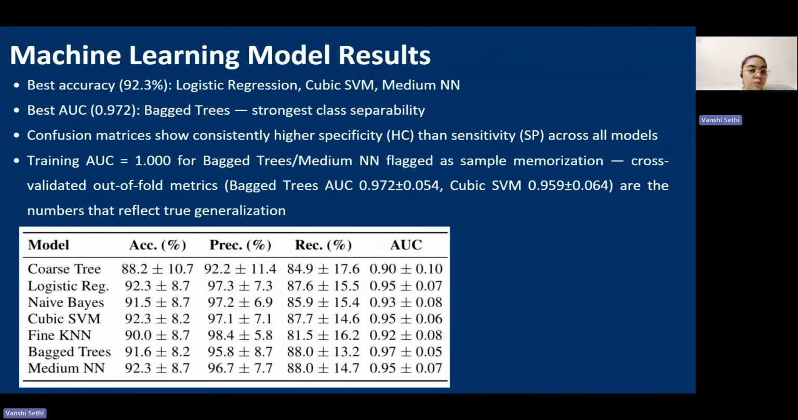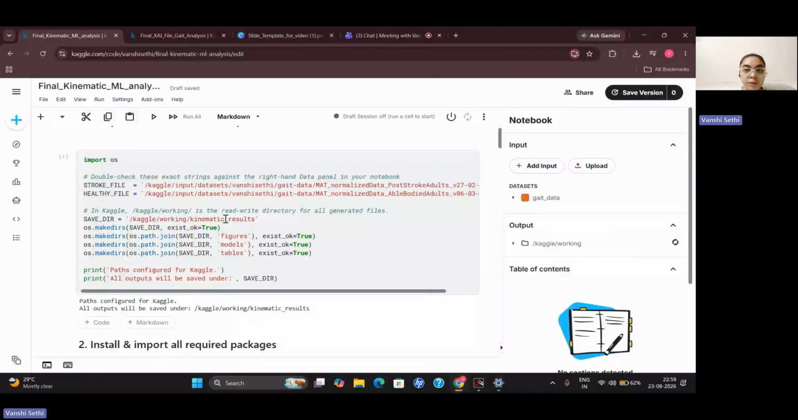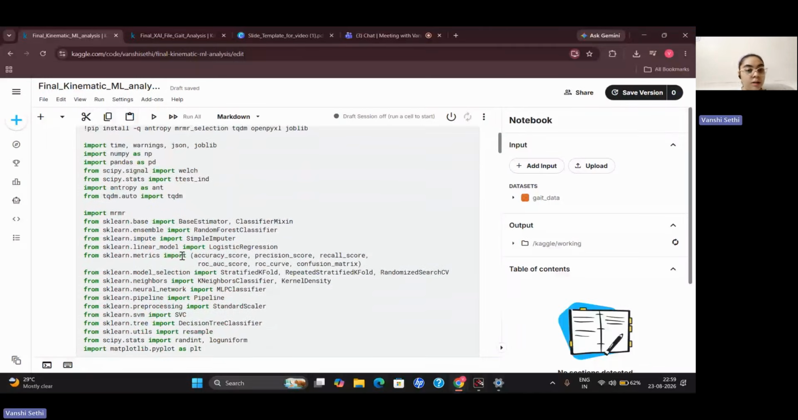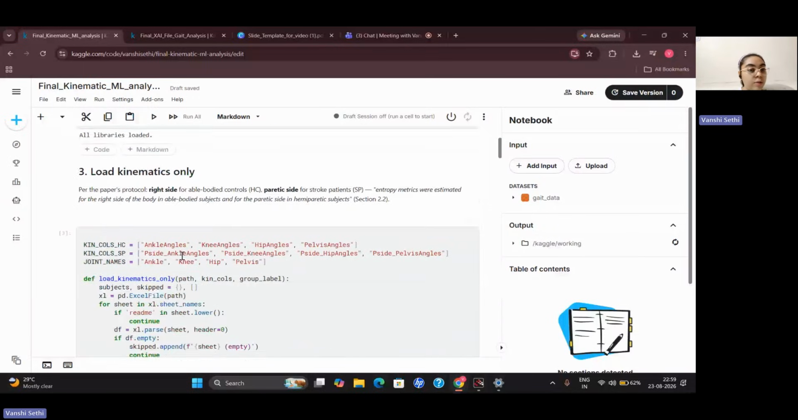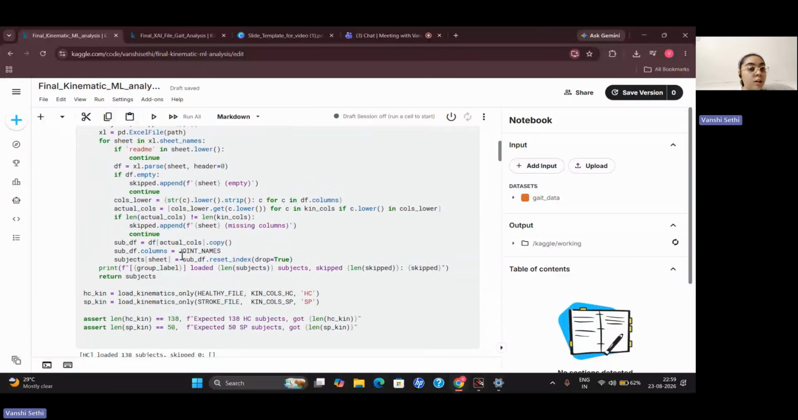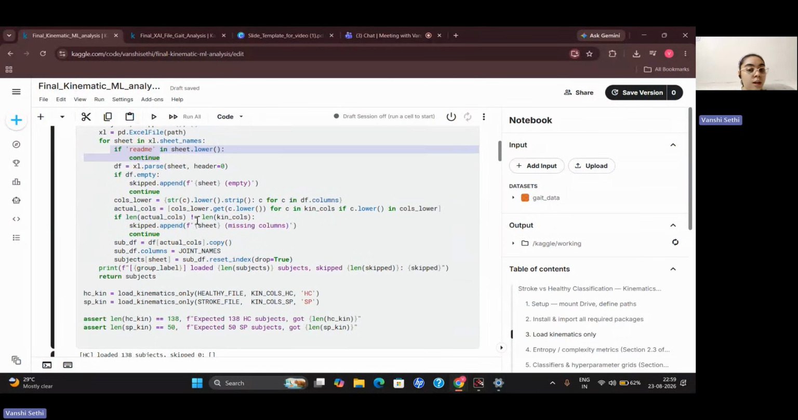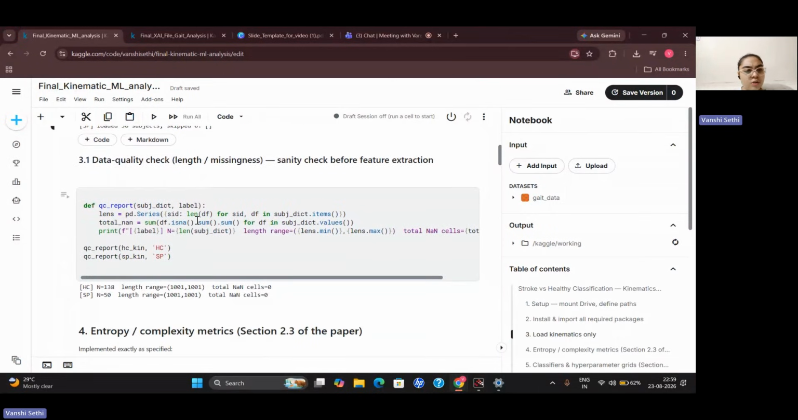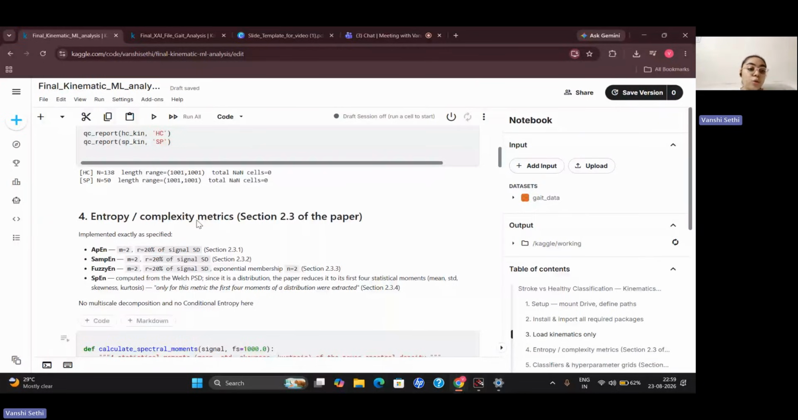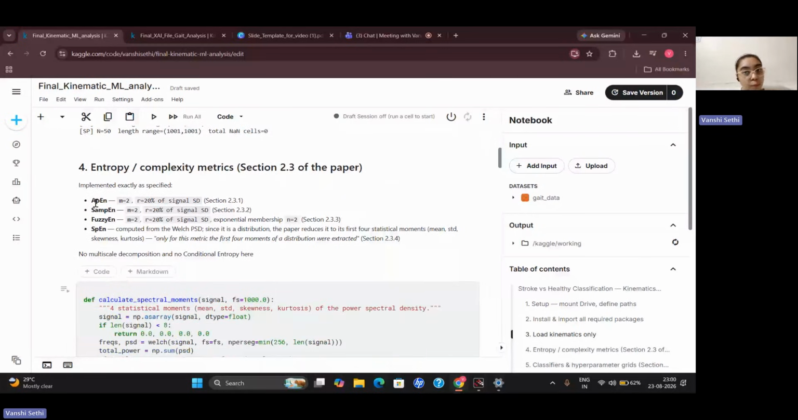First, I included all the files I needed. Then I imported all the necessary libraries. Then I loaded the kinematic data, made sure to skip the README files, and then converted it into a dictionary. Then I checked the sum for any null values or something like that. Then I converted it into approximate entropy, sample entropy, fuzzy entropy, and spectral entropy. I need to tell you one thing. For approximate and sample entropy, there were direct functions given in a library named antropy, so I took them from there.